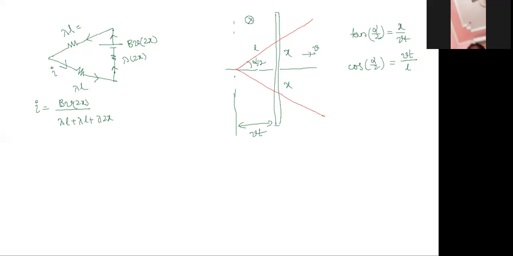What is V naught? V naught is the initial speed, isn't it? Yes, sir. Given velocity V naught, it was given in the question itself. Okay.